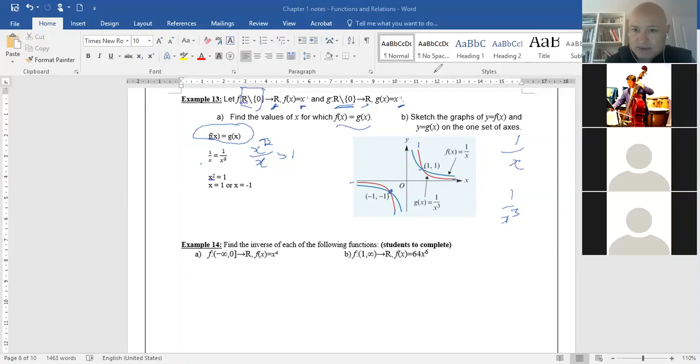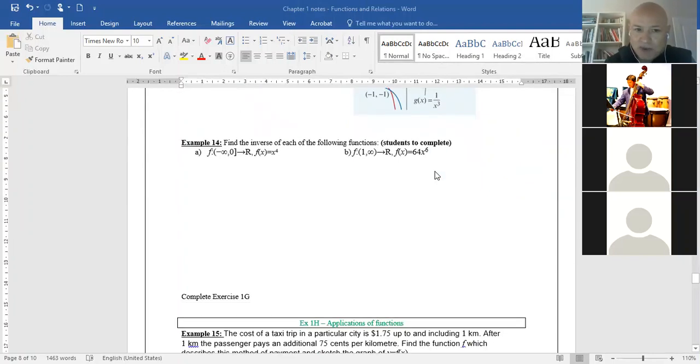Okay, I'll clear it. Let's move to example 14, which is our last one for today. It says, find the inverse of each of the following functions, students to complete. So we've got to find this inverse.